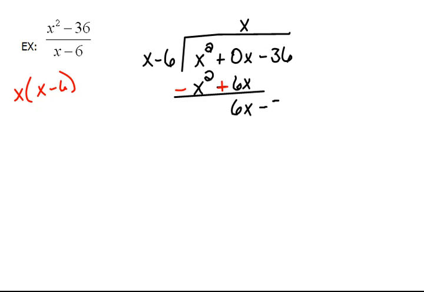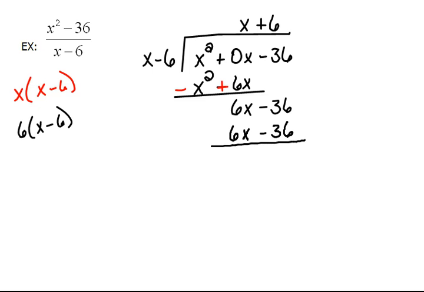Now we drop down our next term and begin again. x times what gives you 6x? Well, that would have to be a positive 6. So positive 6 times x minus 6 is 6x minus 36. And then we would change our signs and combine like terms. So these all cancel out. We have a 0 remainder. So our answer then would just be x plus 6.